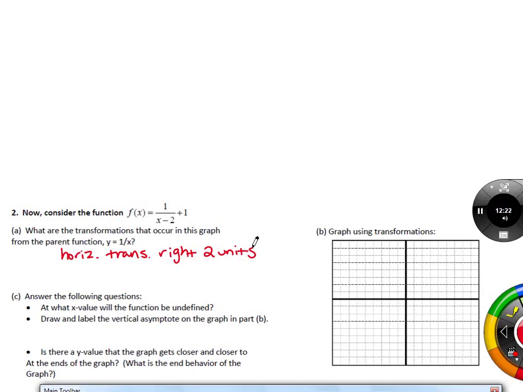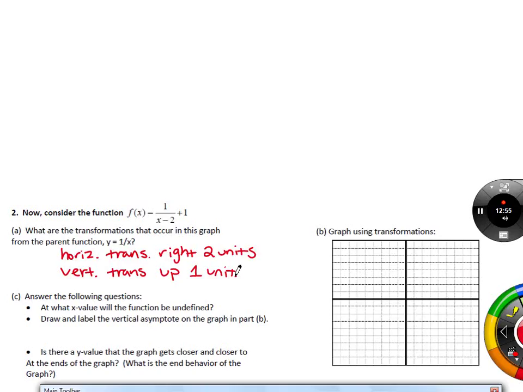What about the +1 that's at the end after the reciprocal part is done? What kind of transformation do we think that is? Ashley? Good. So that's going to be our vertical translation, and it's going to go up 1 unit. So I want you to take your parent function, what you have on that graph, and do these transformations to it. Think about what it would look like when you move it to the right 2 and up 1 and sketch your new graph on here. And then answer these questions.